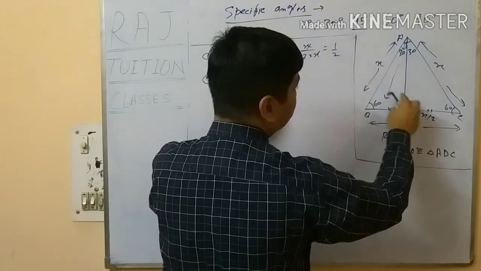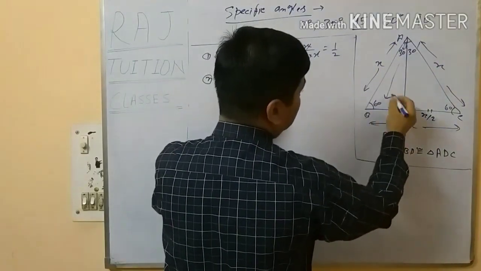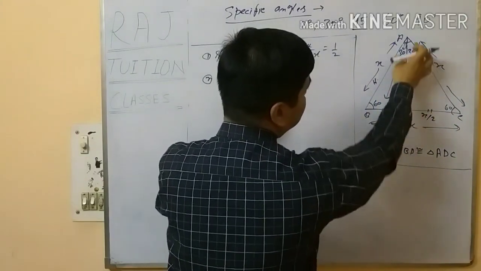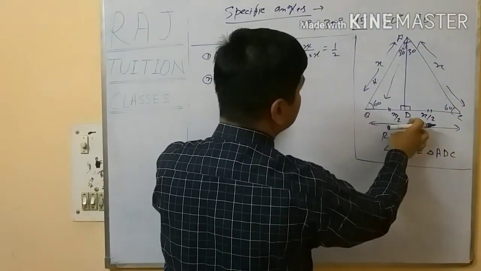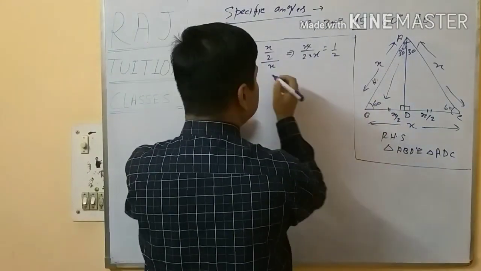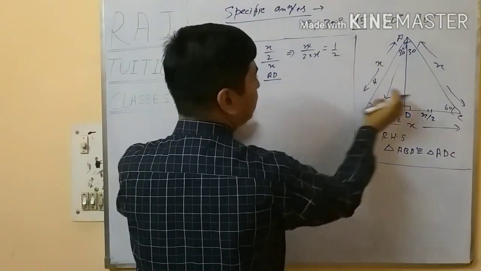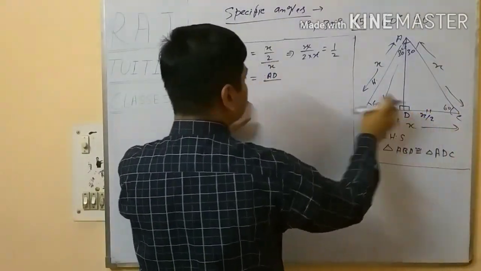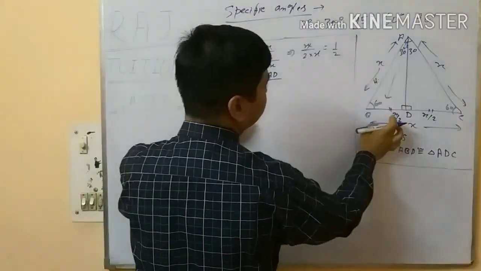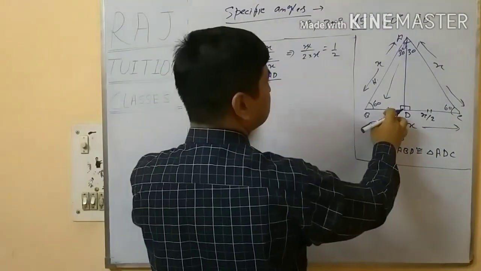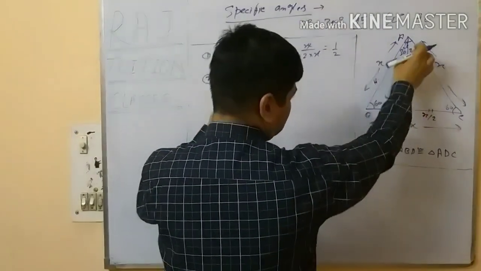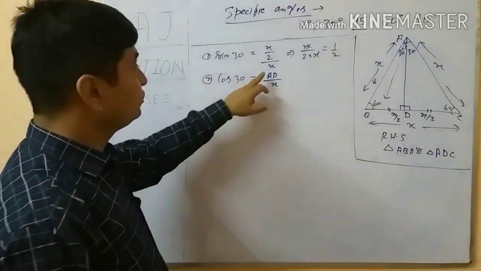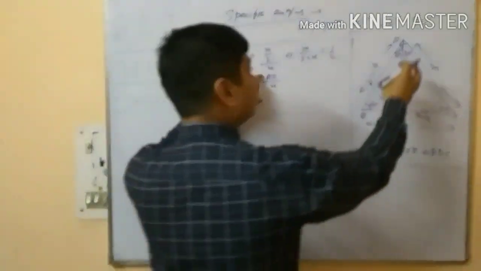We already know that AB is the hypotenuse. So which side will be the adjacent side? AD will be the adjacent side. So cos 30 is AD upon hypotenuse, AD upon x. But there is a problem. We don't have the value of AD, because I don't have any value for AD right now.